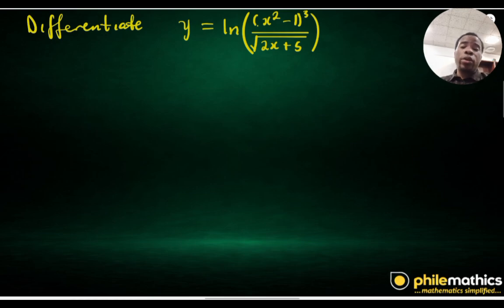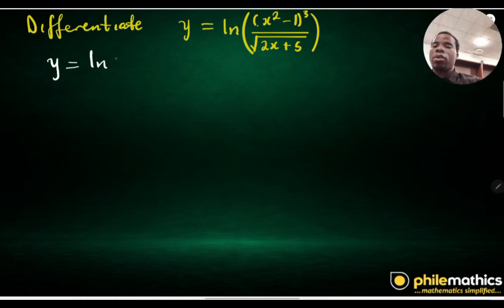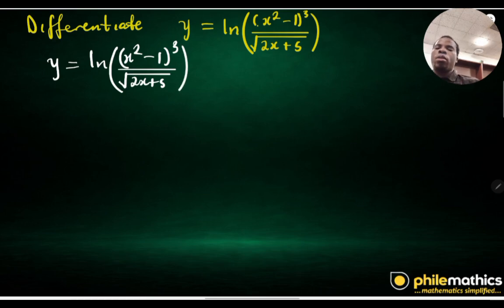In this video, we are going to be differentiating the logarithm of the quotient of a polynomial with a root function. So if y is natural log of (x squared minus 1) all cubed over the square root of 2x plus 5, we want to simplify this logarithm.